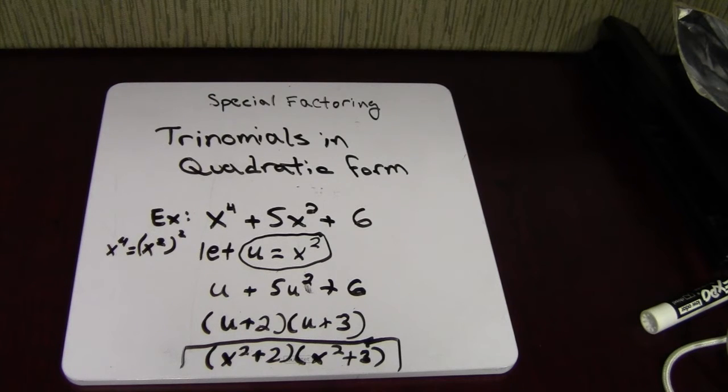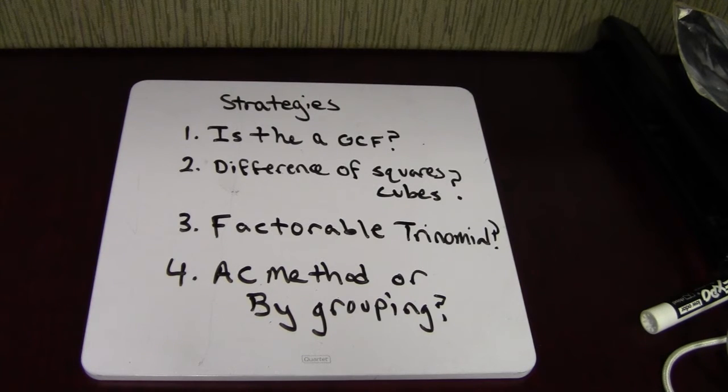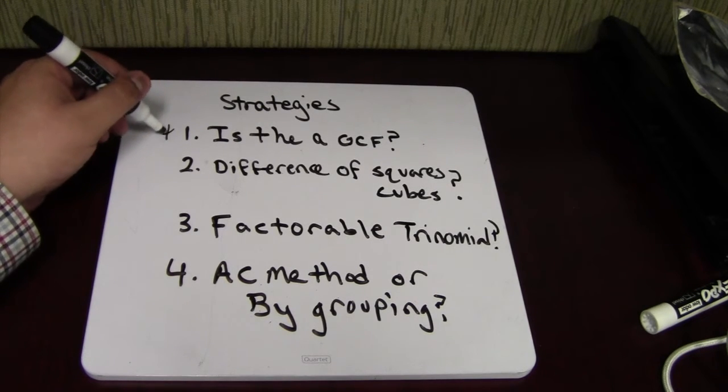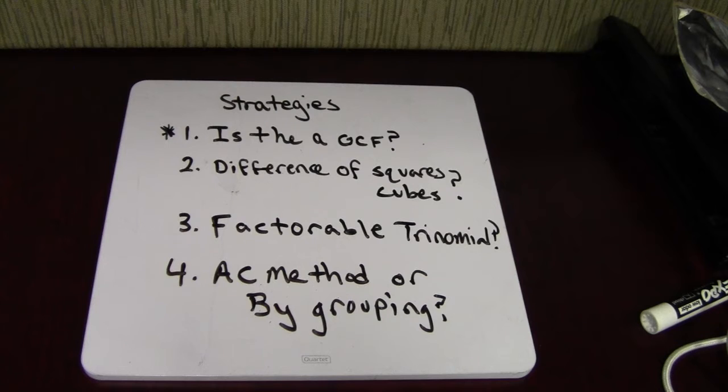So let's talk about some strategies to figure out how to factor particular problems. Here are some strategies, and I've put them together in the form of questions, because these are things you can ask yourself while you're factoring to see if you can do any of these. The first one we always want to check for: is there a greatest common factor? If there is, we want to factor that out immediately.